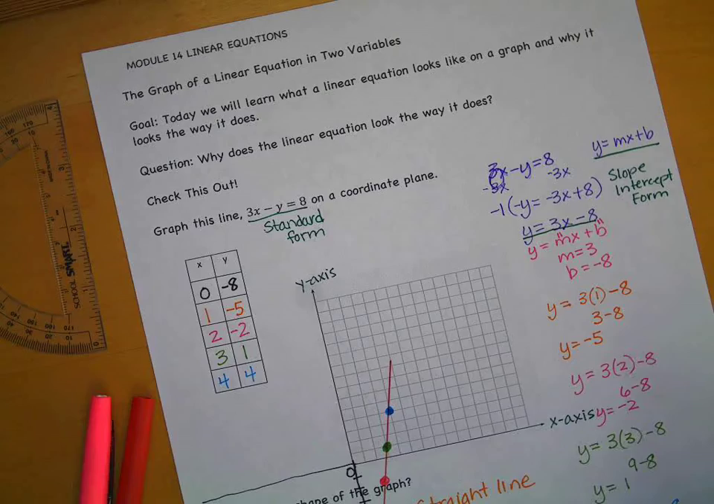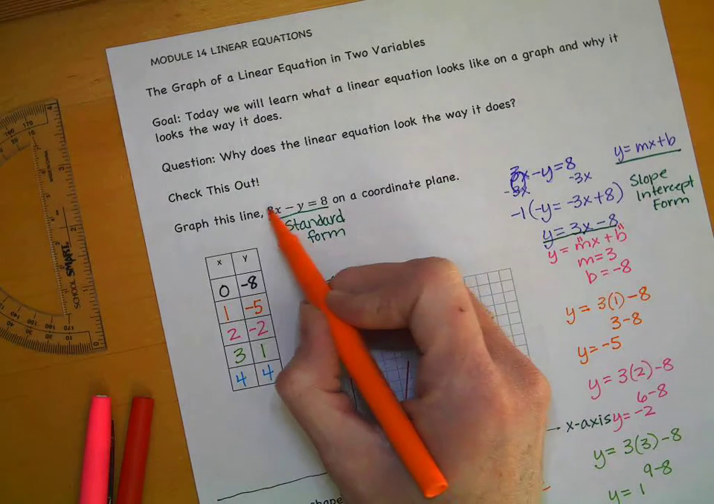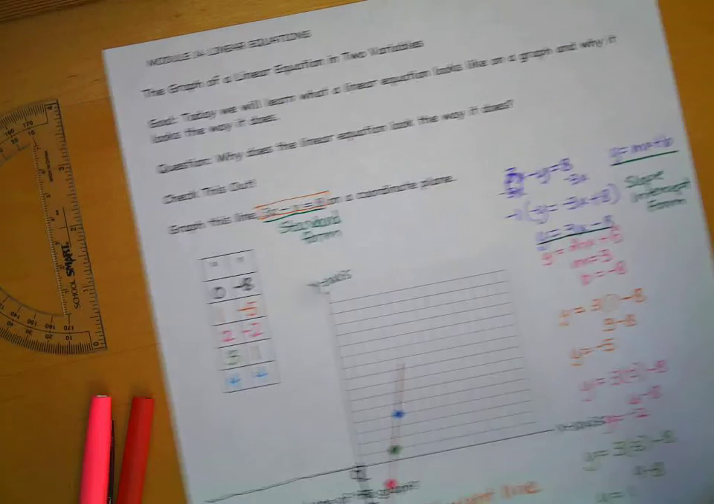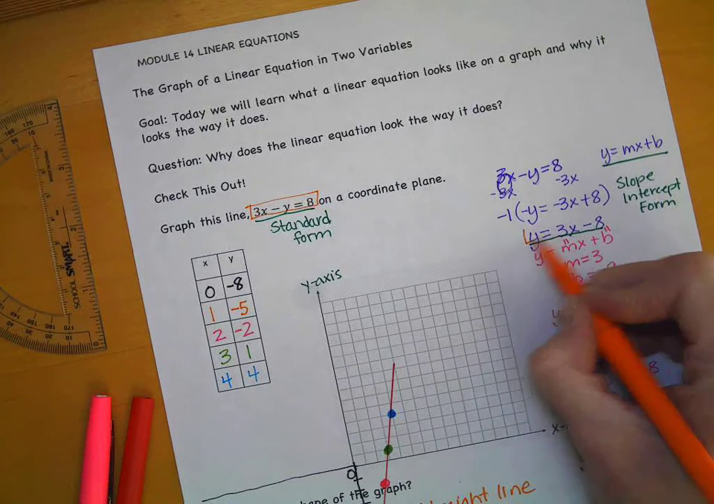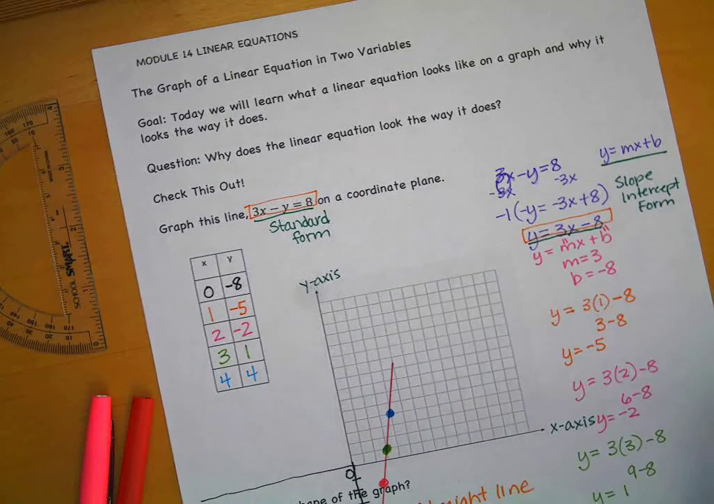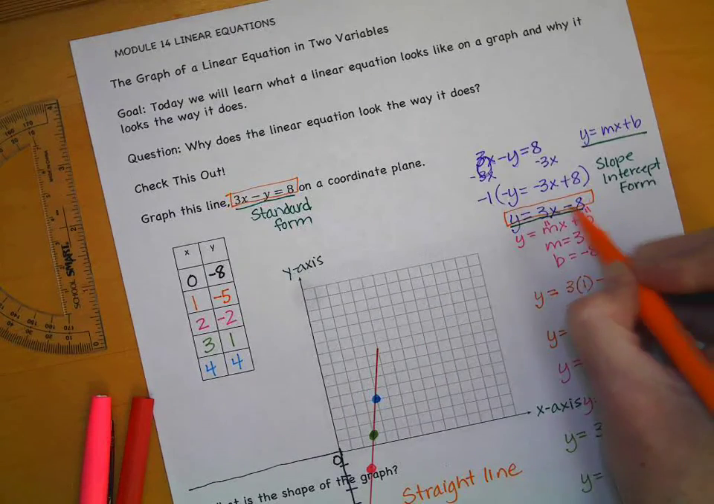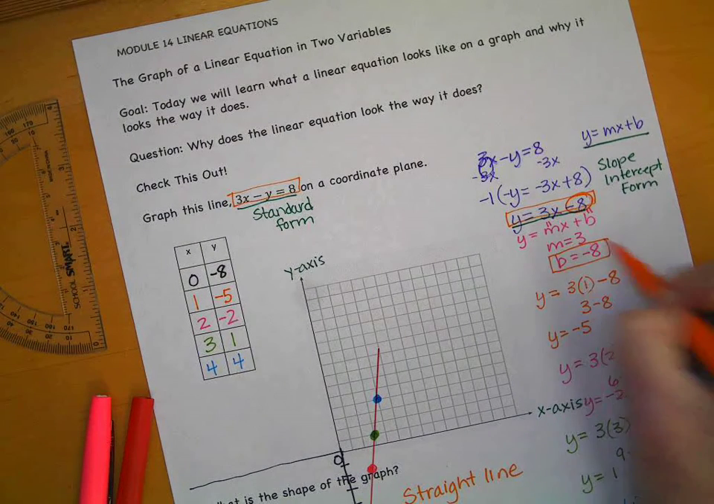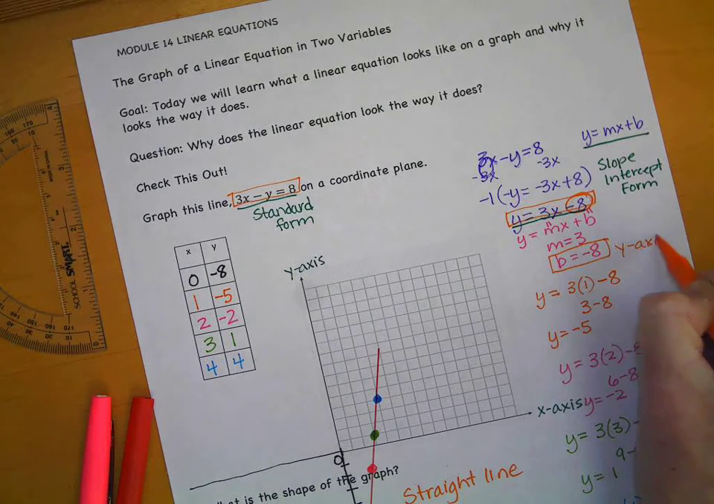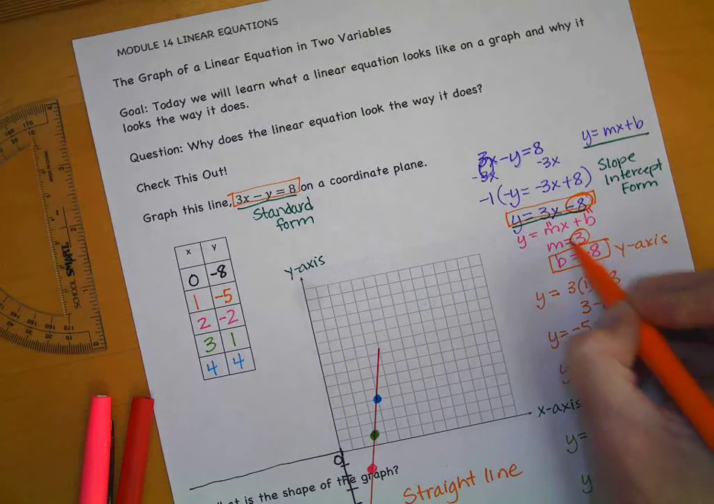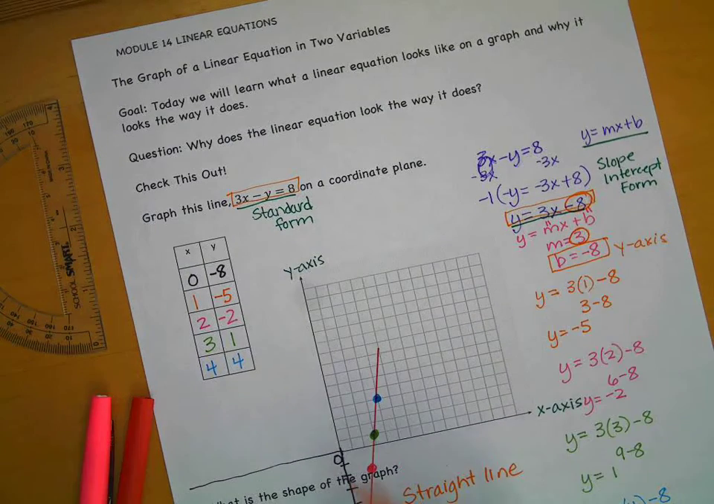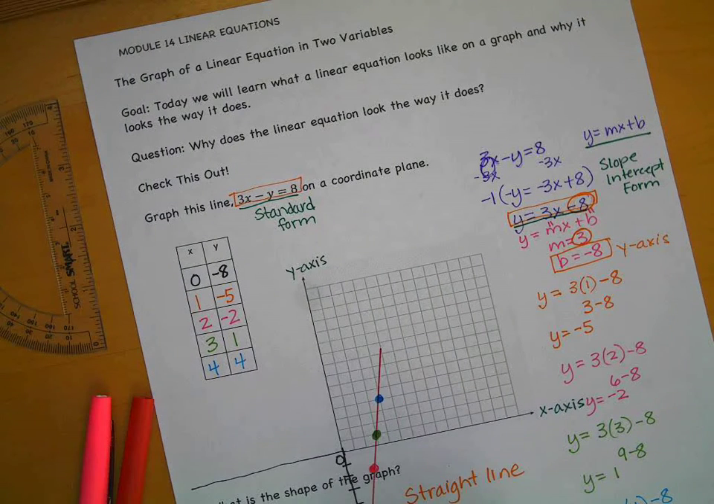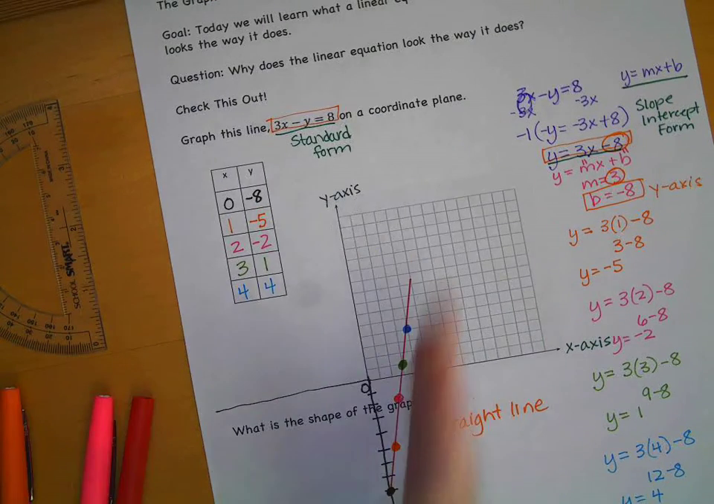Okay. So why does the equation look the way that it does? Well, in standard form, it looks like this. And in slope-intercept form, it looks like this, because this piece, which we talked about, tells you where it crosses the y-axis. And your slope right here tells you how much it moves at the same time. So up 3 over 1, up 3 over 1, up 3 over 1, up 3 over 1.